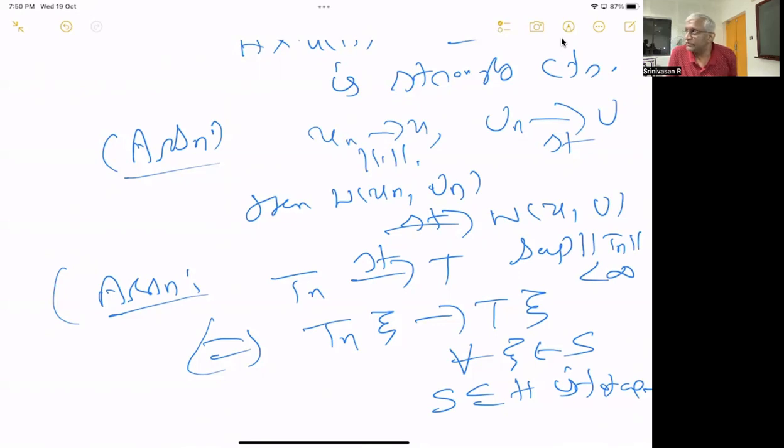Sir, can you give an example of a sequence of operators which converge strongly but don't converge in operator norm? Strongly but not in operator norm. Immediately, okay.